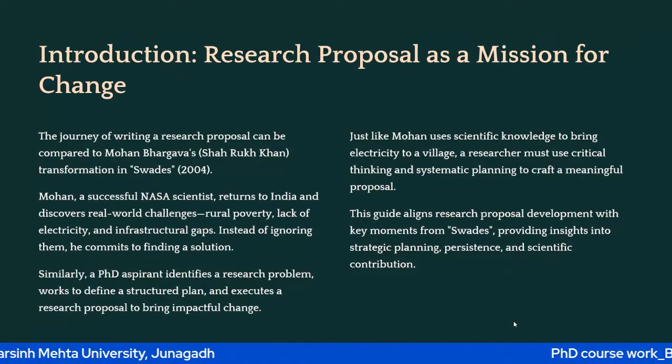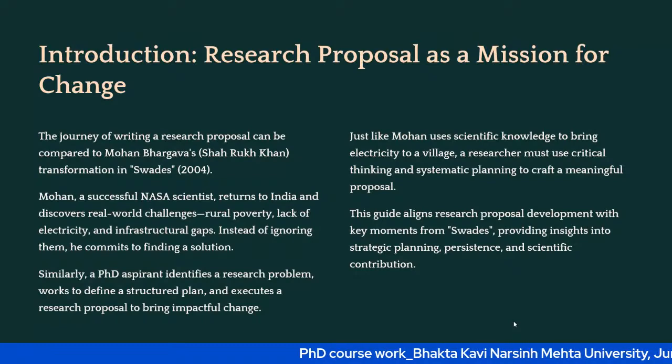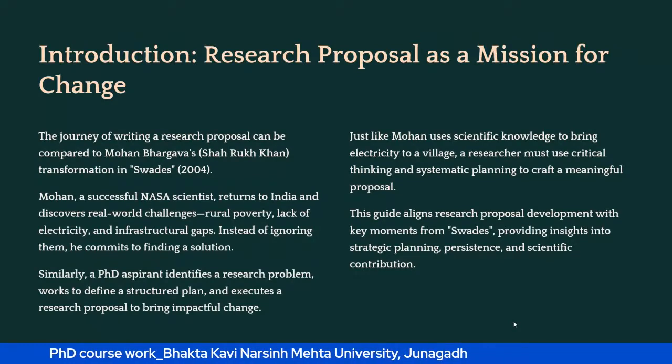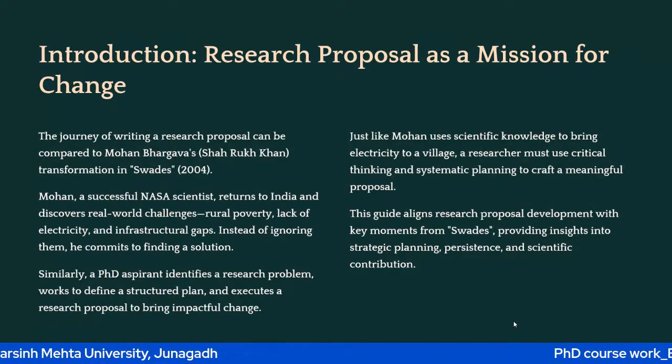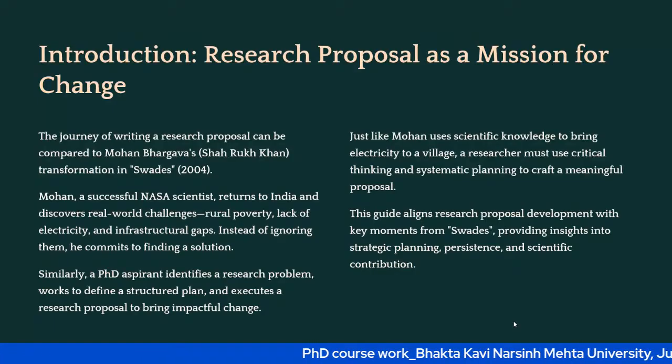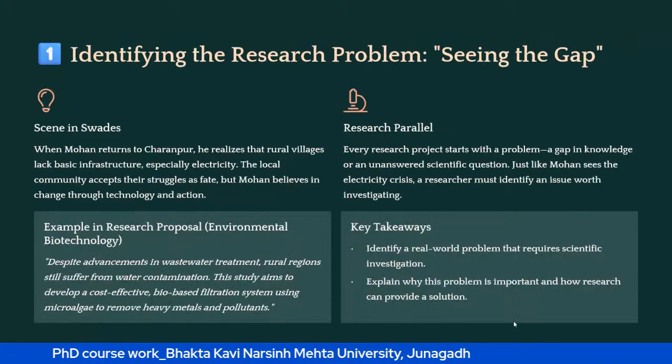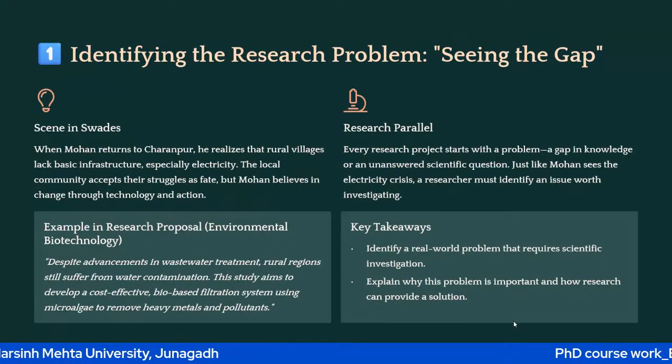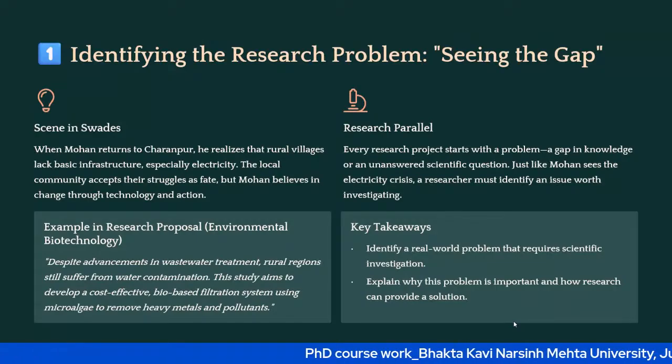Like Mohan used all the knowledge of how electricity can be brought to the village. Researchers also go for critical thinking and systematic planning, and from that you have to find a meaningful proposal. And similarly, you have to develop the key momentum. In Swades you can see that strategic planning was done, persistence was done, and after that, through scientific contribution, ultimately the light was generated in the village, right? Now, similarly, we can draw the parallel: when Mohan returned to the village, he found out what should be done.